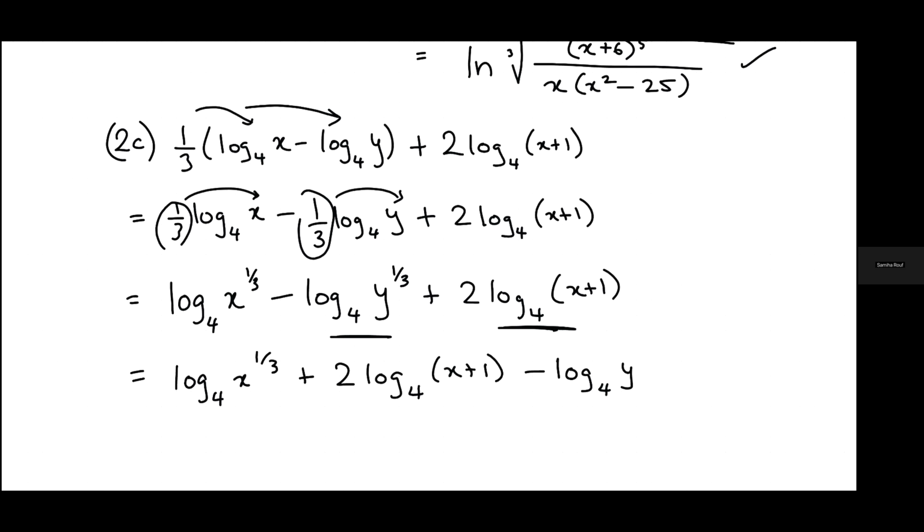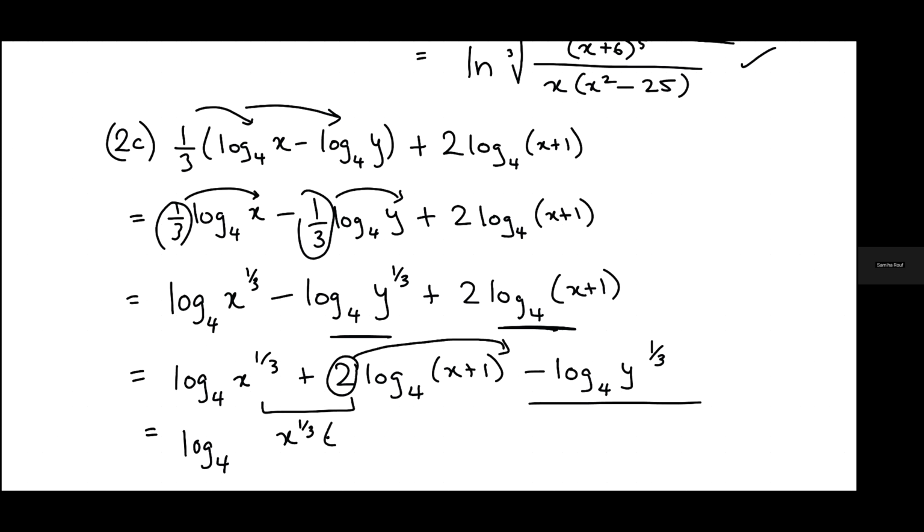All right, finally, these two are going to be in the numerator because they're being added. And then everything here is going to be in the denominator. We get log base 4 x to the third times, oh, I forgot to do something. This 2 can be moved here to become an exponent. So we're going to end up with x plus 1 squared. And then that gets divided by the y to the 1/3. And then we can stop here.